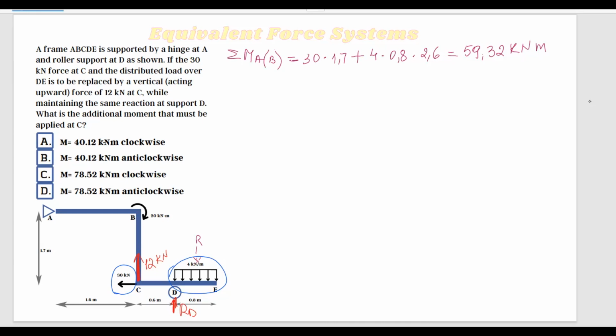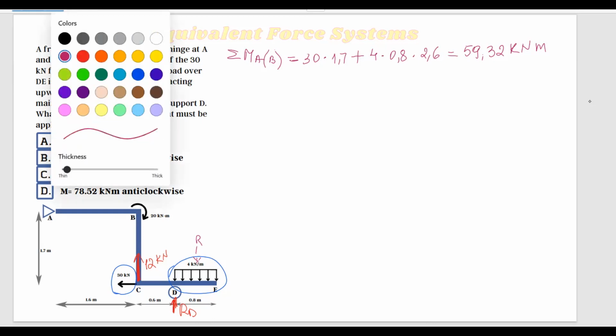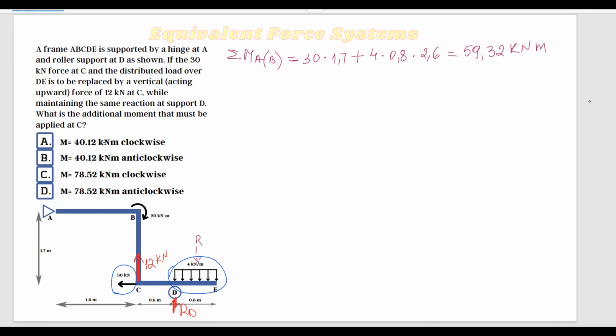And now we're going to take the moment about point A after we remove the forces. And I'm going to do it in color red, sum of moment about point A after we remove the forces. This is what B and A mean. Maybe I should say after, equals. So now we don't have these forces anymore, right?